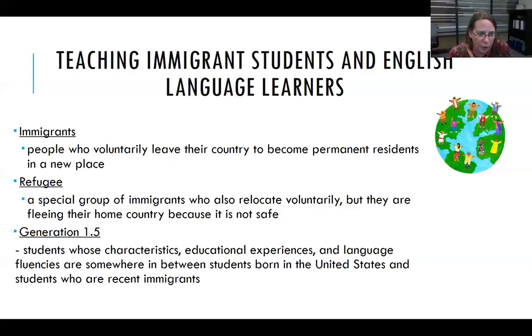Okay, the third term that we need to be familiar with is Generation 1.5, and these are students whose characteristics, educational experiences, and language fluencies are somewhere in between students born in the United States and students who are recent immigrants. So they have qualities of both groups.